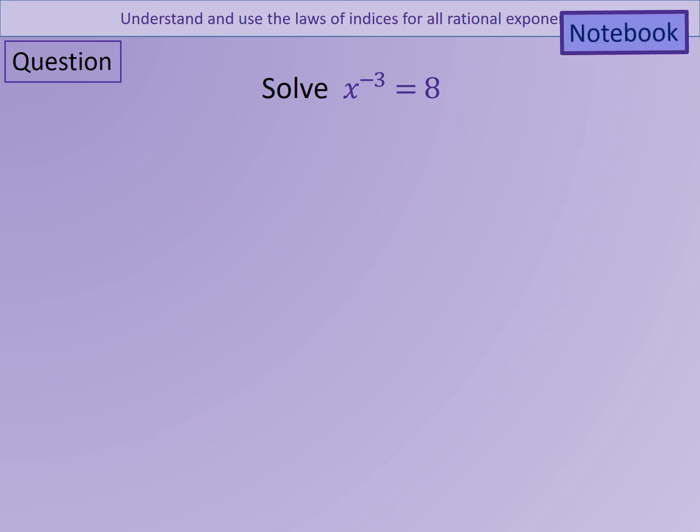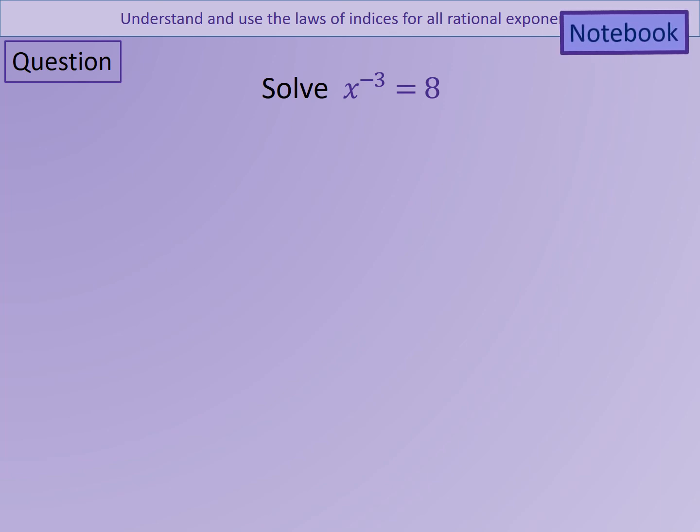Okay, good. And then the final part of this presentation involves solving equations that involve indices. So this example can be done in your notebook. There's a few ways of going about this question, so if you have a go and find that you've got the right answer but you've done it in a different way, then that's fine. But I'll go through the steps that I would take to solve this equation.